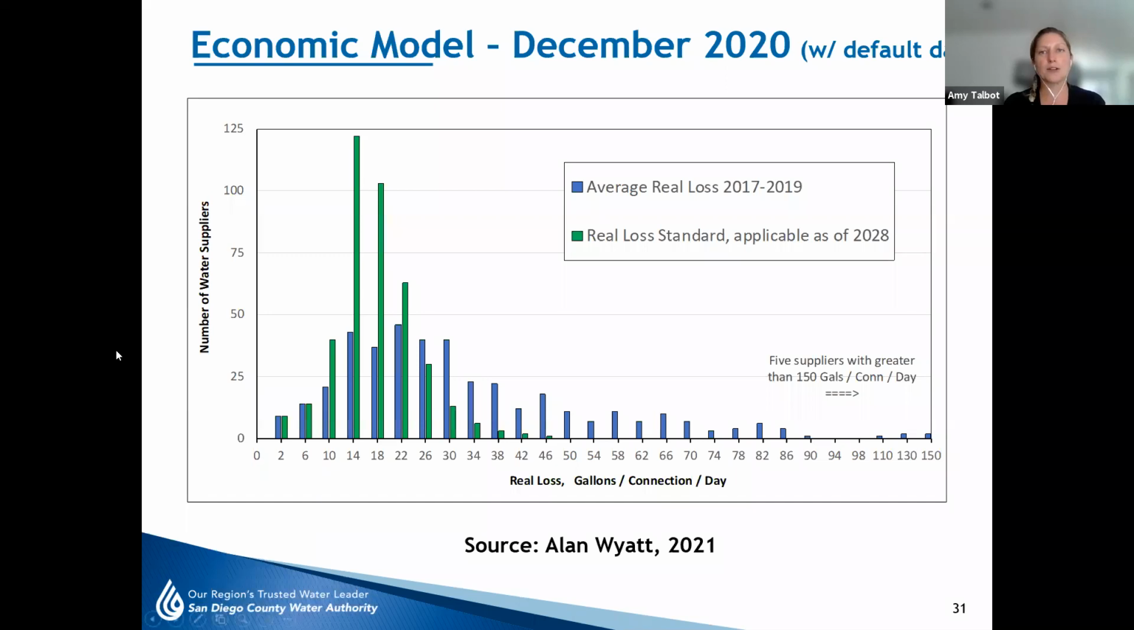So let's say no one changes any of the inputs, the default inputs, in the model. You can see there's a significant shift in the targets and real water loss, again, over a small time frame. Next slide, please.